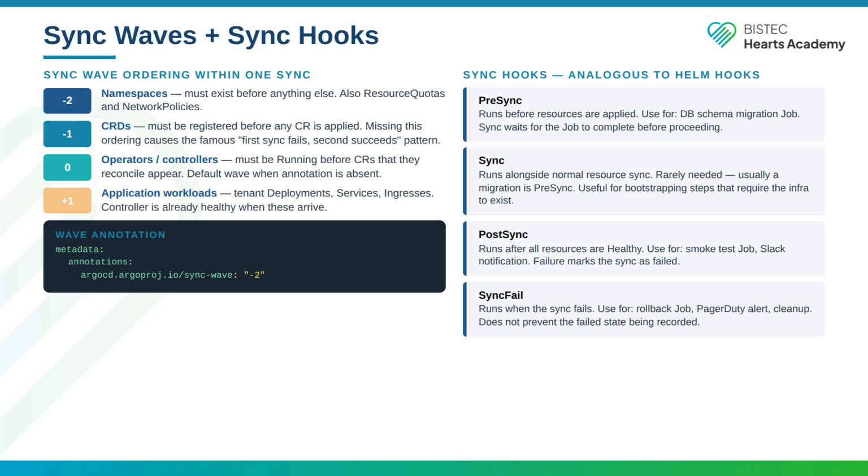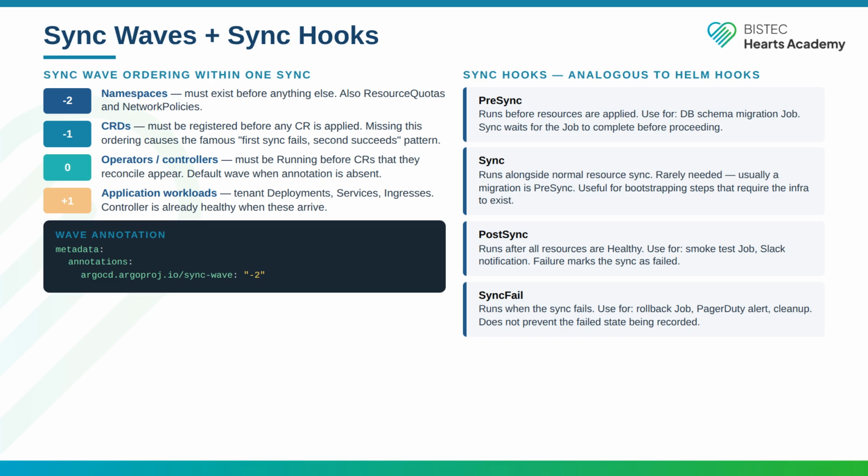The ordering shown on this slide is canonical: wave -2 for namespaces, which must exist before anything can be deployed into them. Wave -1 for custom resource definitions, which must be installed before any custom resources can be created. Wave 0 for operators and controllers, and wave +1 for application workloads. The annotation that sets the wave is straightforward: argocd.argoproj.io/sync-wave set to the desired number.